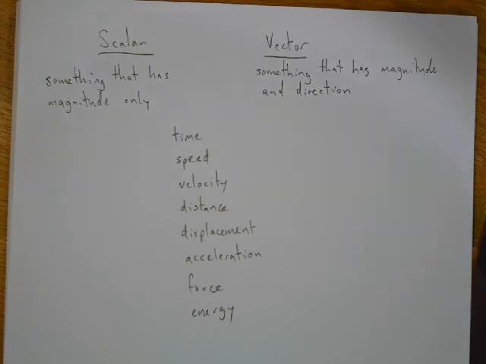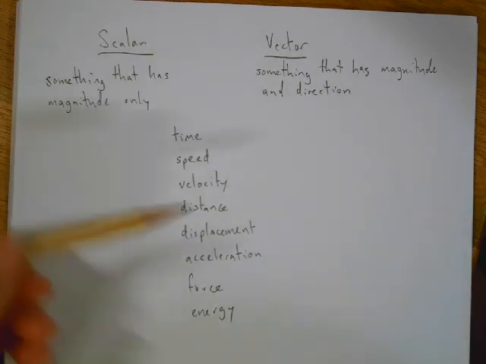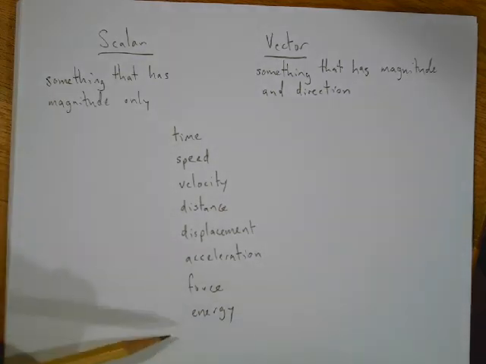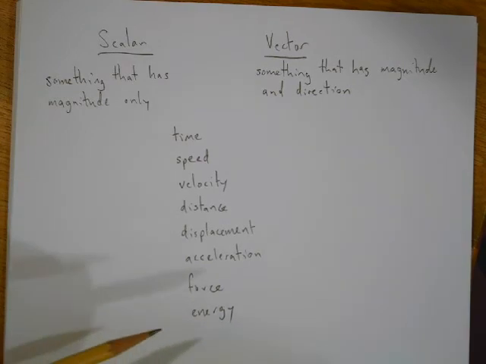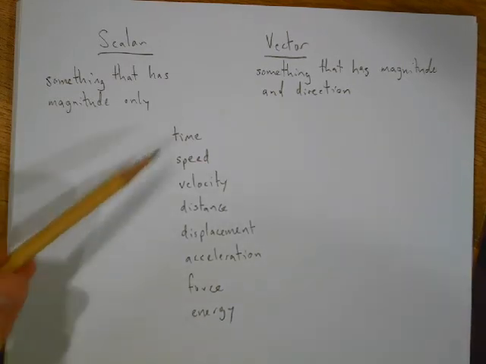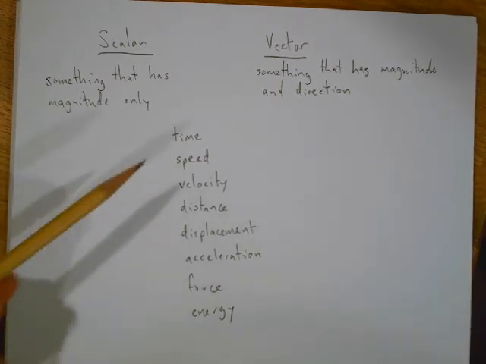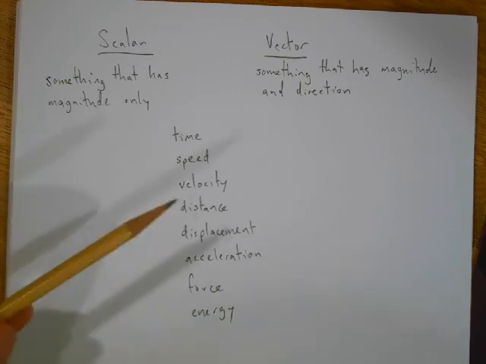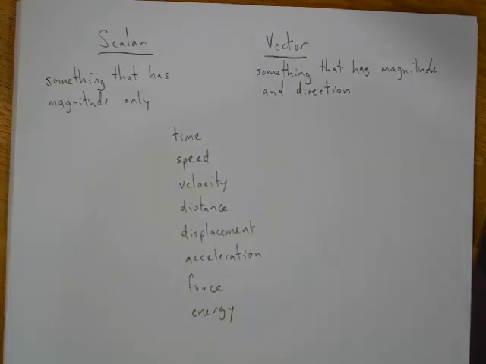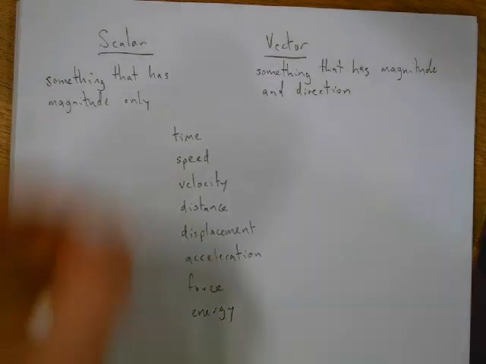So you are going to pause the video, and for each of these, you are going to put them in the appropriate category. So are time, speed, velocity, and so on, a scalar or a vector? So pause it and figure it out. Did you pause it? All right, good.